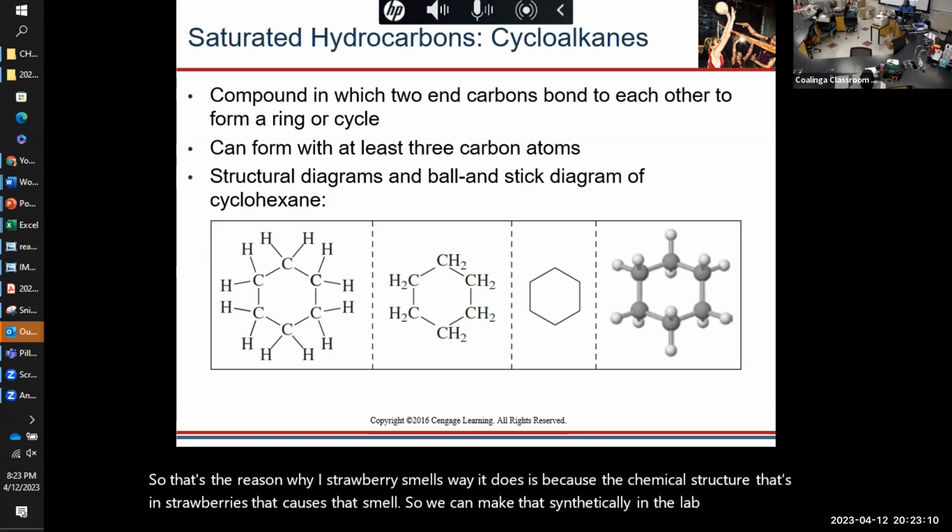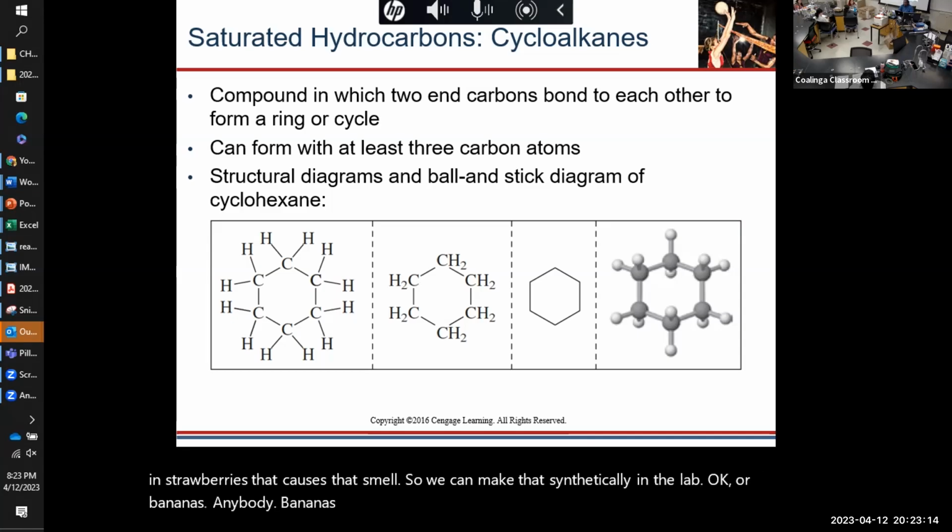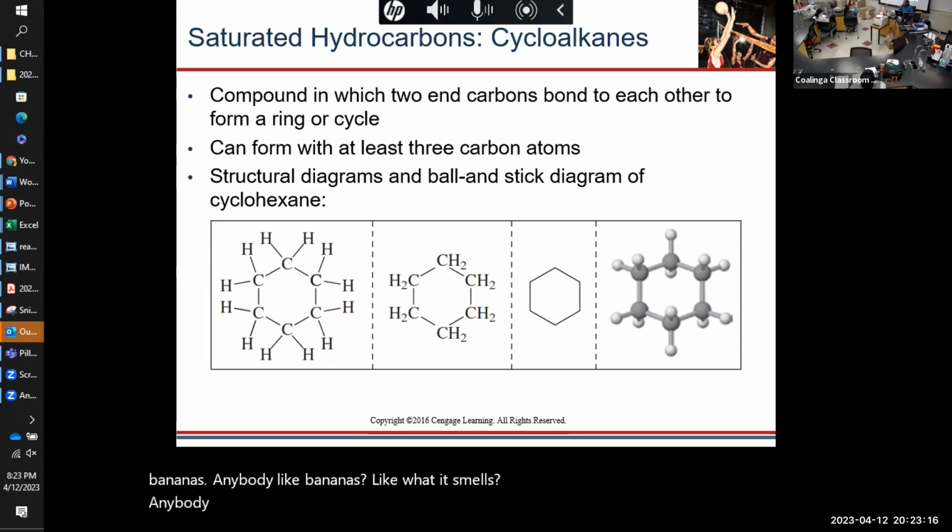Or bananas. Anybody like the flavor of banana candy? Yes, I love banana candy. What's wrong with you guys? You like banana? You don't like the candy? Big difference. I like the candy, but not the fruit. But we know that the candy is totally synthetic, right?